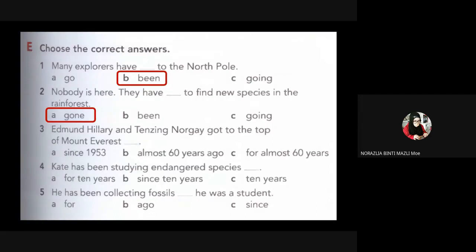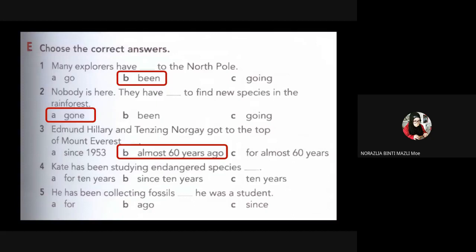Okay, so number 3, Edmund Hillary and Tenzing Norgay got to the top of Mount Everest. Since ke, almost ke, for almost ke, which one? Agak-agaknya lah. Cepat sebelum teacher mengantuk. Don't think too much. Adakah dia almost 60 years ago ke, for almost 60 years ke, since 1953? Agak-agaknya yang mana? B. A. Okay, it's actually B. Almost 60 years ago.